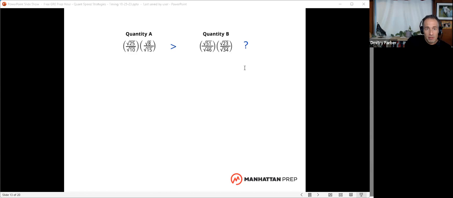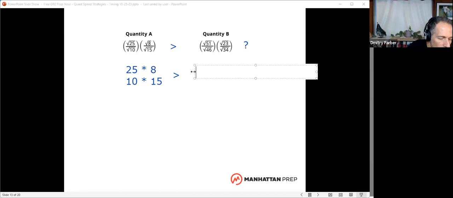But here, I'm dealing with all positive integers anyway, right? I'm dealing with all positives. And so I can just ignore the square roots. If these numbers are larger, then the square roots are going to be larger. And if they're smaller, the square roots are going to be smaller. So I can just rewrite this problem without the square roots. And much as I like square roots, I like regular numbers better. And then I can just start making eliminations based on that, right?